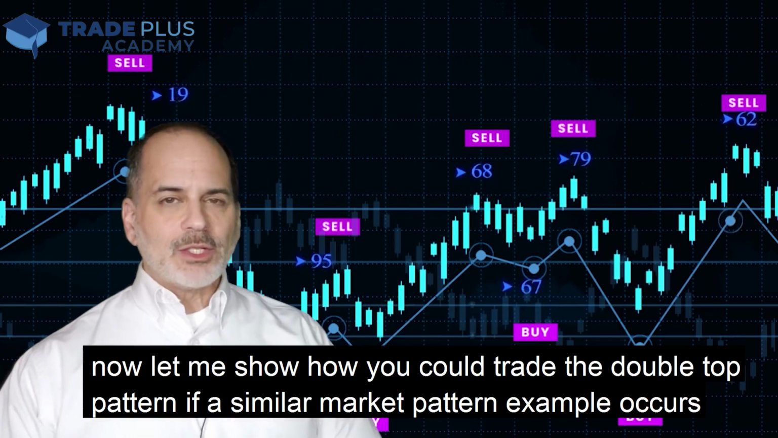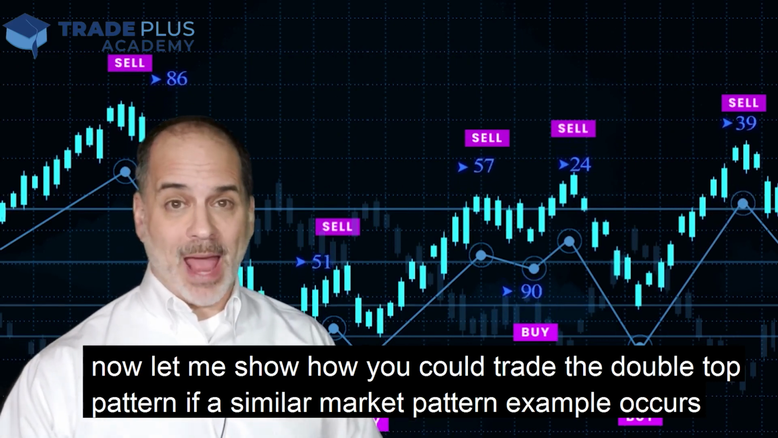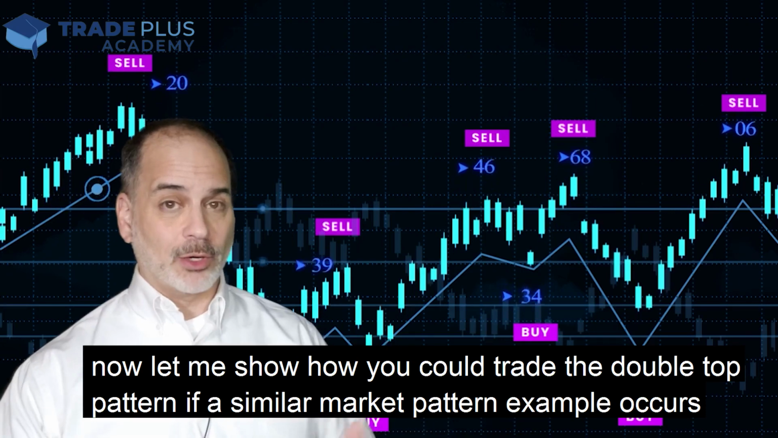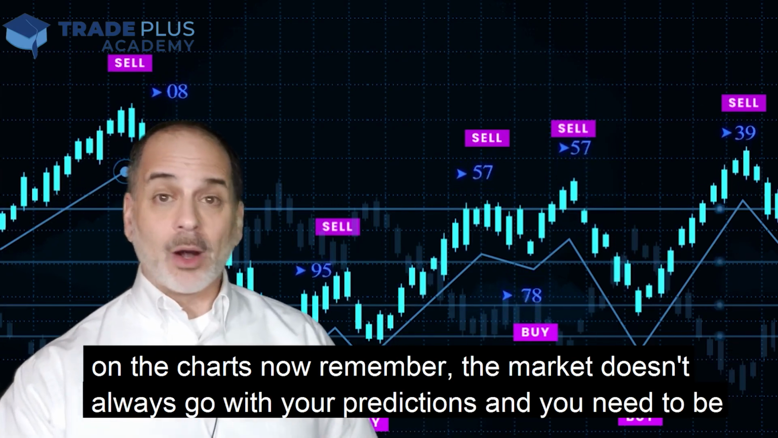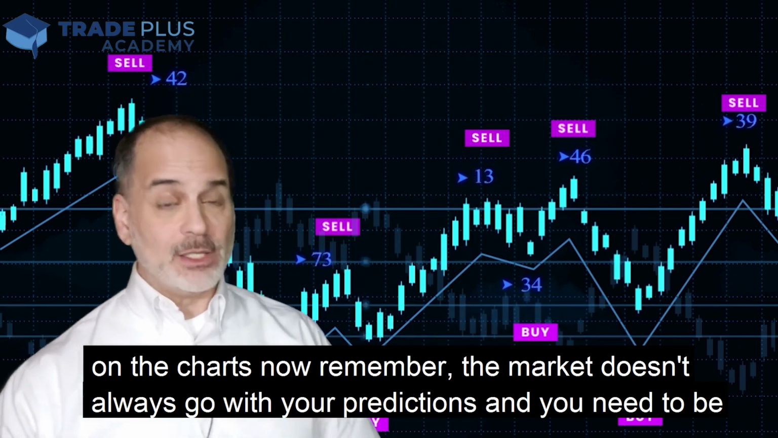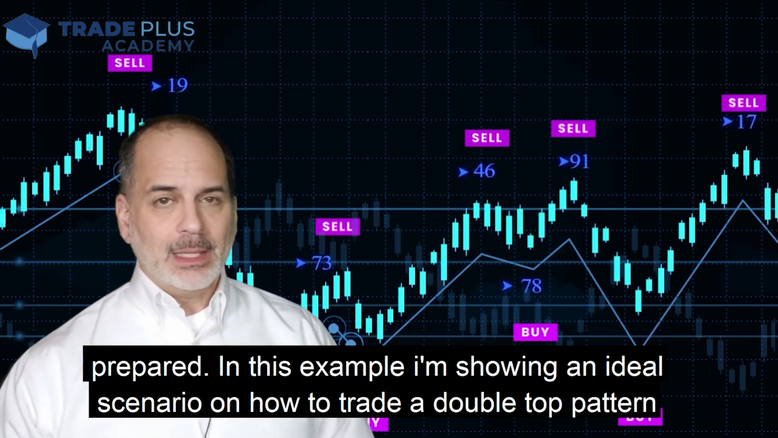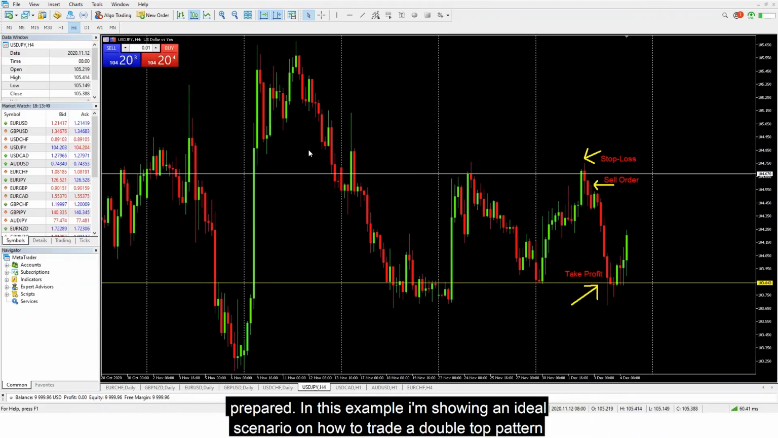Okay, now let me show how you could trade the double top pattern if a similar market pattern example occurs on the charts. Now remember, the market doesn't always go with your predictions, and you need to be prepared. In this example, I'm showing an ideal scenario on how to trade a double top pattern. Since the second top and the second resistance were formed, these indicated a possible bearish momentum in the market, and a sell order would be the best scenario to trade. First, the stop loss should be above the resistance zone. So as you can see, I've highlighted the stop loss price above the wick of the candle.